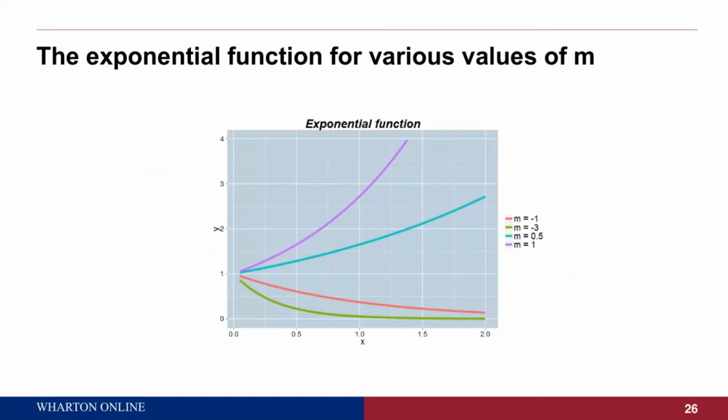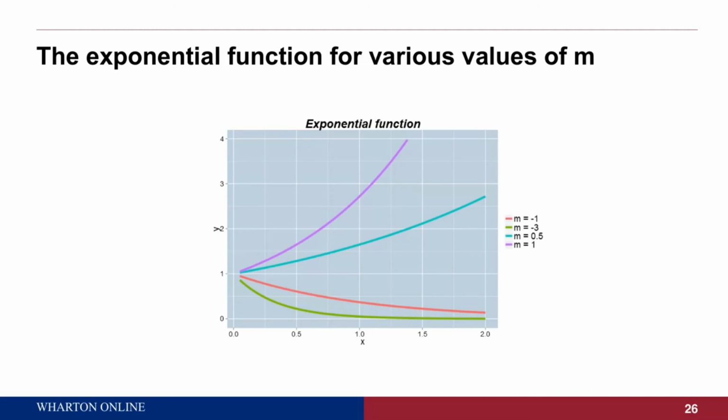Third up is the exponential function. Once again, I've drawn a graph with various versions of the exponential function on here. They're all exponential functions, but they differ in their rate of growth. Some of them are growing, and some of them are decreasing. So we often talk about exponential growth for an increasing process and exponential decay for a decreasing process. The exponential function can capture both of these.